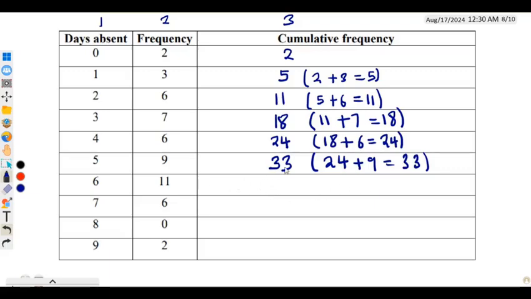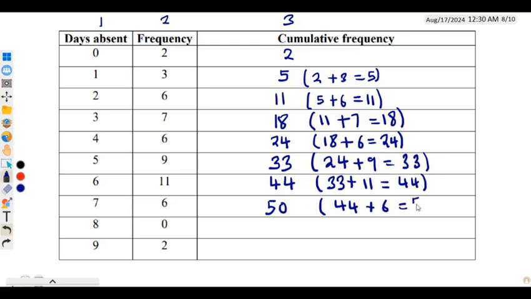Then here 33 plus 11 to give us a 44. So we have added 33 plus 11. So I hope it's clear on how we are finding the cumulative frequency. Then we come to 6. So we say 44 plus 6. This would definitely give us a 50. So this is 44, the previous cumulative frequency, plus the frequency, which is a 6.